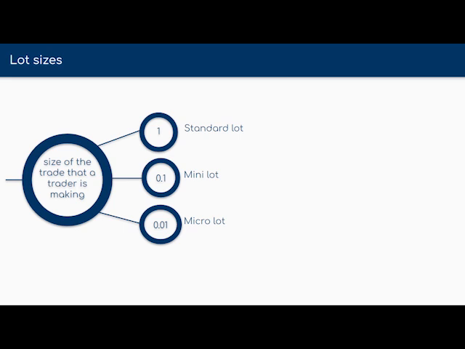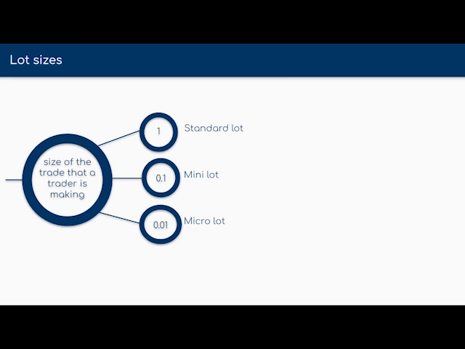The standard lot size is the largest. It allows you to control 100,000 units of the currency pair you're trading. Mini lot is 10,000 units, micro lot 1,000 units.